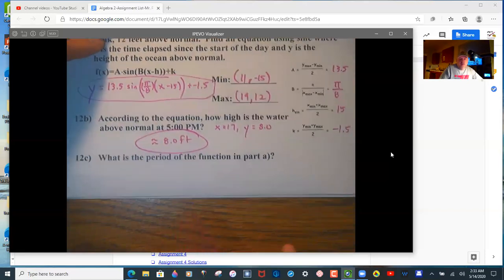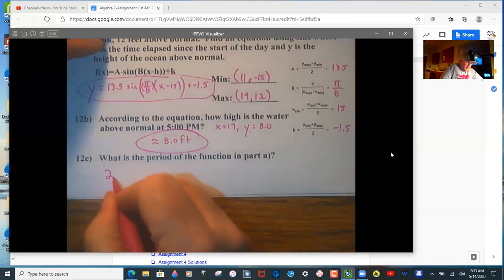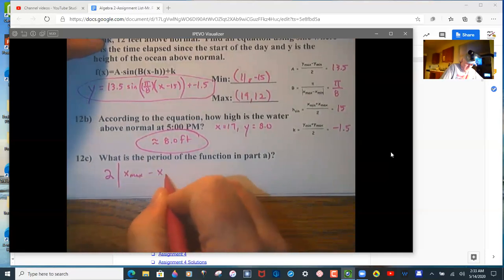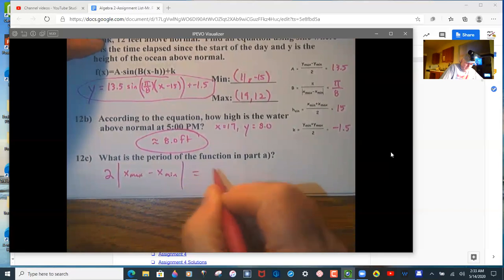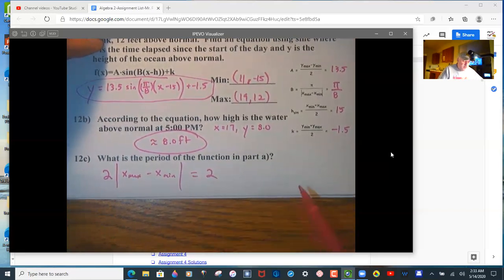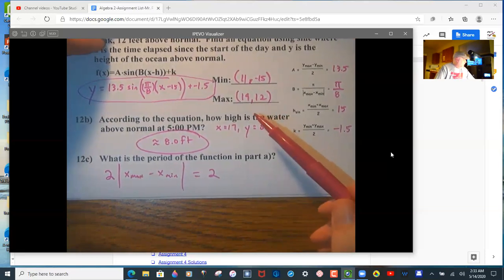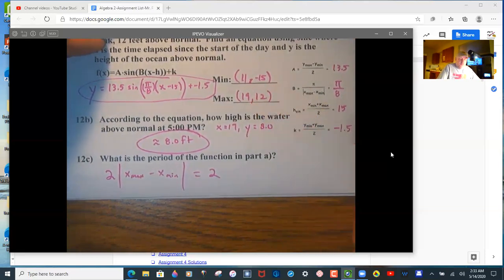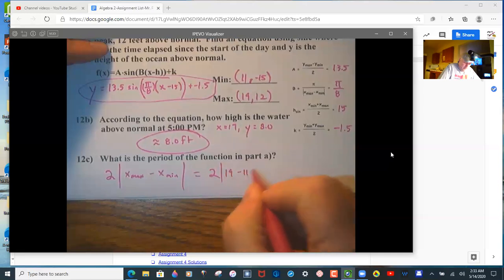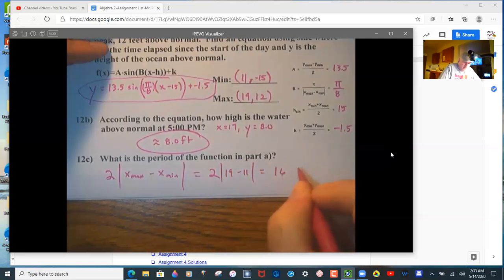So this is the other way of calculating the period. It's 2 times the absolute value of x max minus the x min. I'll write that down. I haven't said it very much, but 19 minus 11, absolute value, which is 2 times 8, which is 16 hours.